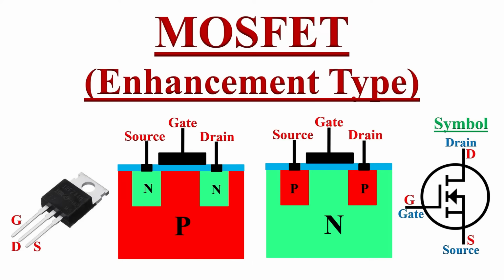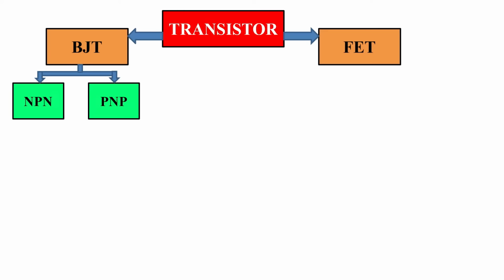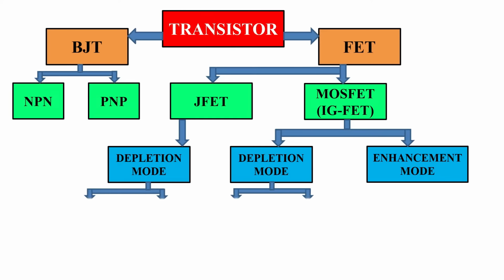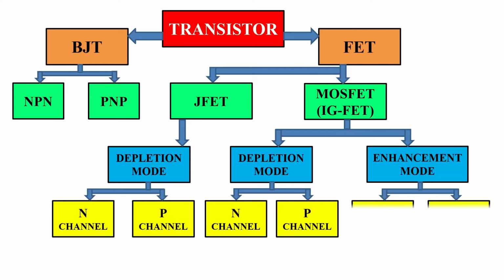In this video, we will learn enhancement type MOSFET. In earlier videos, we have discussed BJT. We have also discussed JFET, junction field effect transistor, and MOSFET, metal oxide semiconductor field effect transistor, also called IGFET, insulated gate field effect transistor, their types and depletion mode type MOSFET in detail. So in this video, we will focus on enhancement type MOSFET.